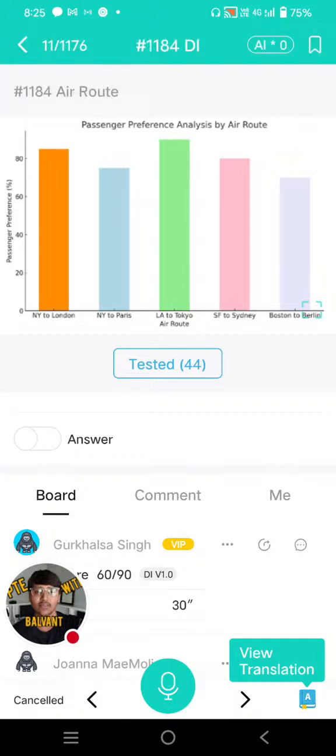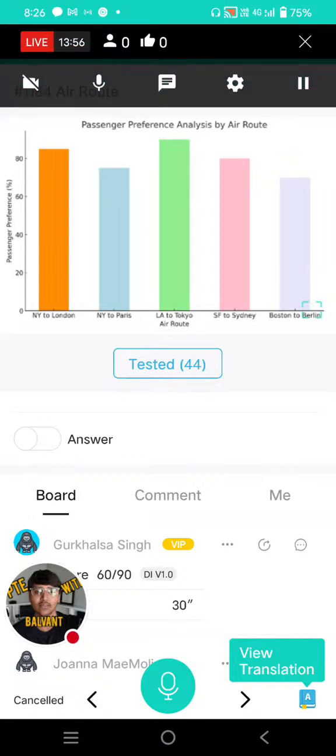Passenger preference analysis is the main topic of this image. New York to London and New York to Paris are on the left side of the image. San Francisco to Sydney and Boston to Berlin are also observed on the right side of the image. The maximum value which I can consider is 80. The minimum value which I can consider is 20. Okay, some beautiful colors like green, black, purple are also observed in this image. To conclude, this image is very interesting and informative.